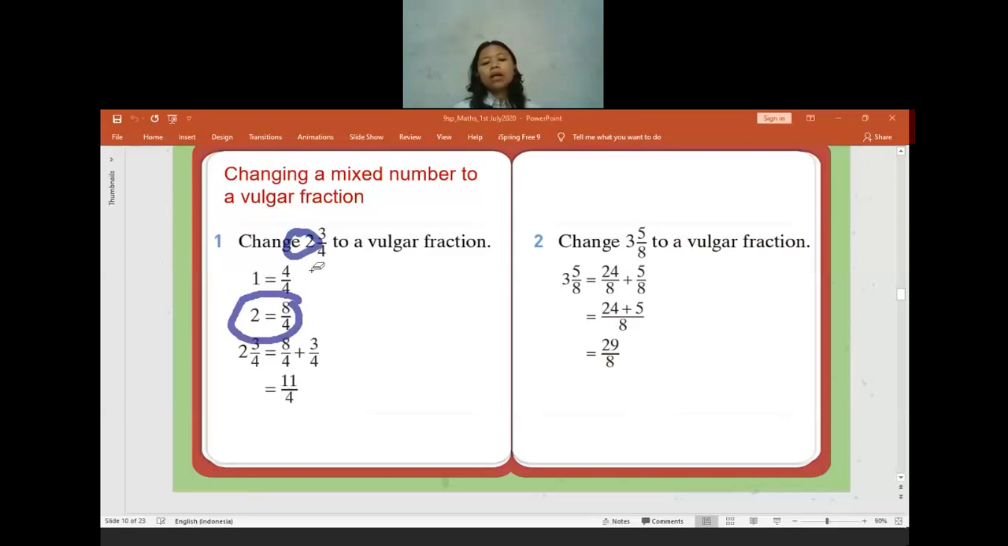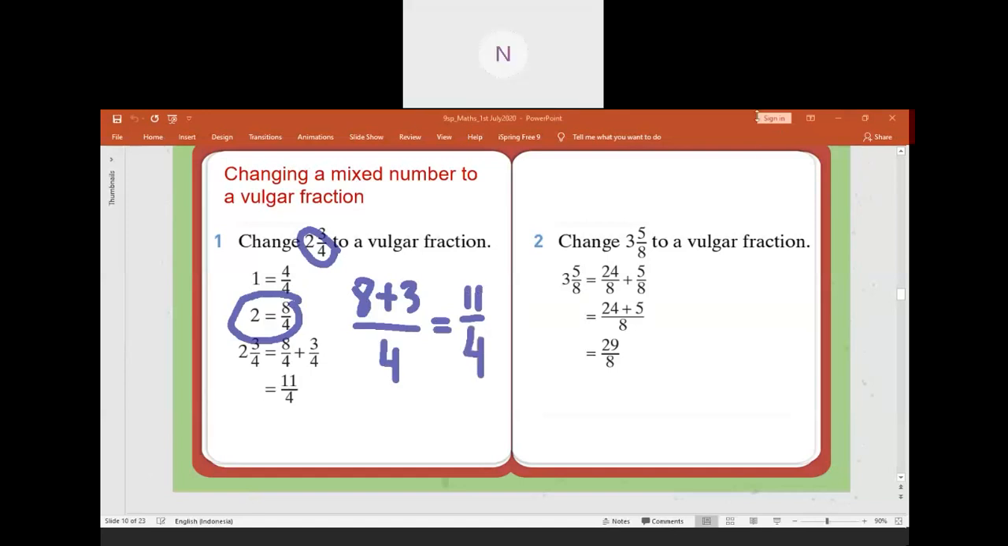Or if you don't want to write it one by one, you can do multiplication. So you multiply 2 and 4 first. 2 times 4 equals 8. And then the result you add to the numerator of the fraction. So it will be 8 plus 3 divided by 4. Is there anyone who gets confused, or maybe I go too fast? Hello? Is my voice audible enough? Yes, teacher. Okay. Is there anyone who gets confused? Sorry? Can you repeat? Okay.